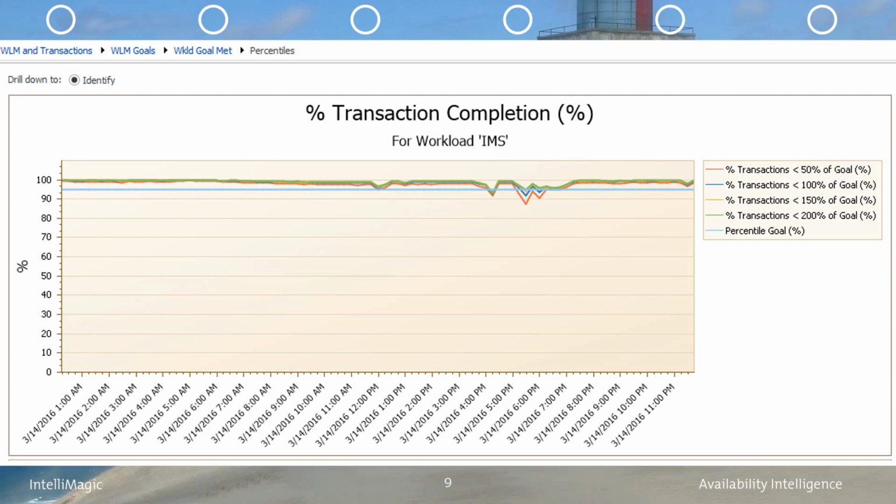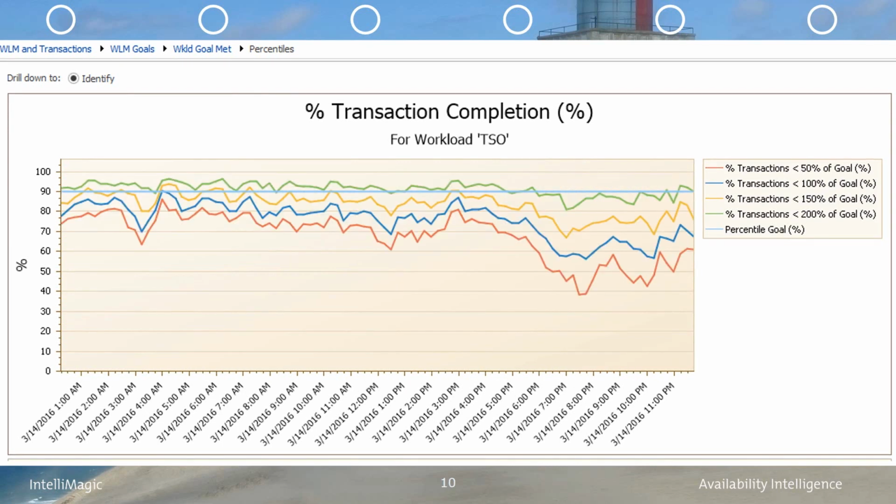On this example, the lines are pretty compressed. Here's an example where they're spread out a little bit more. So again, you can see, okay, if I'm not making the goal, what percentage of the transactions are making it or making 1.5 times the goal, that type of thing. So a good visibility into what's happening for the percentile type goals.